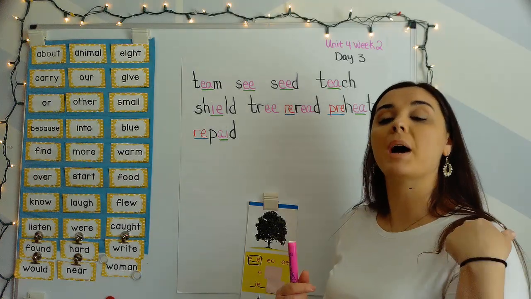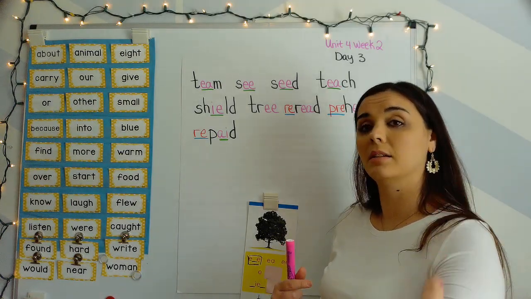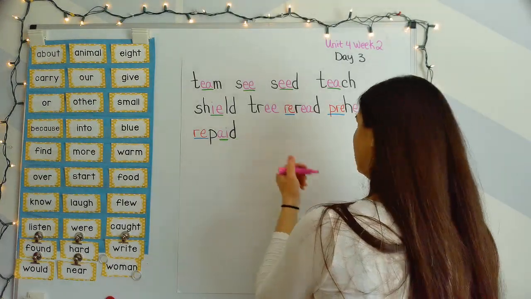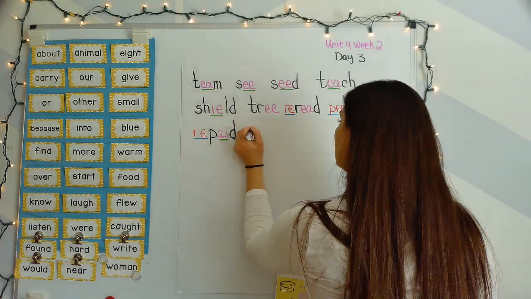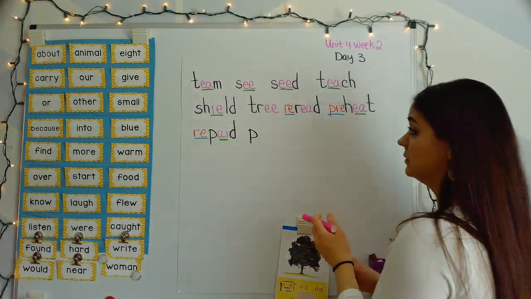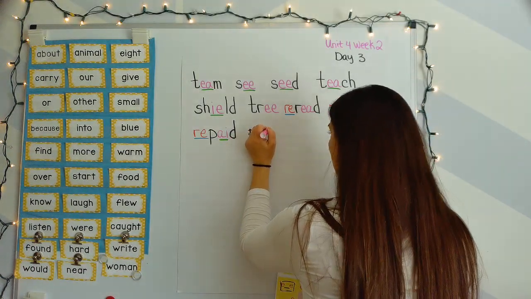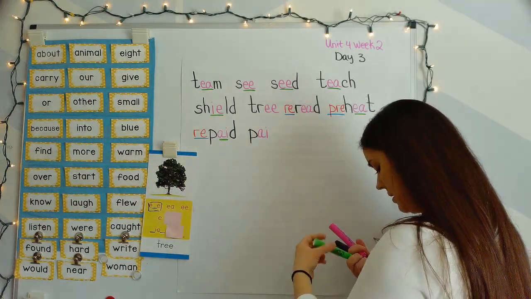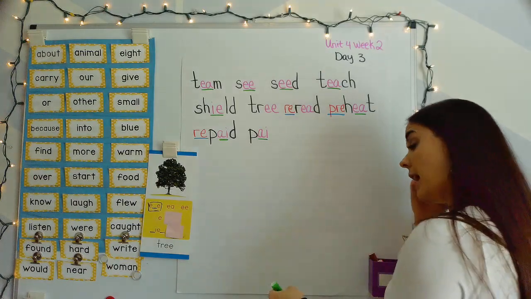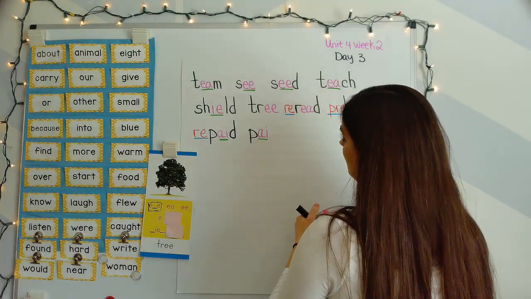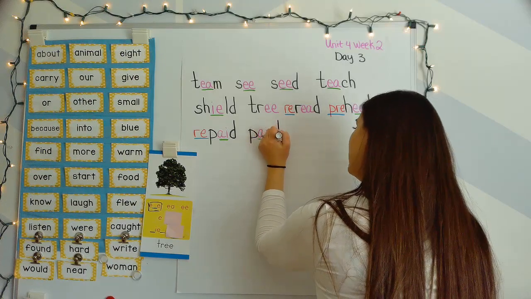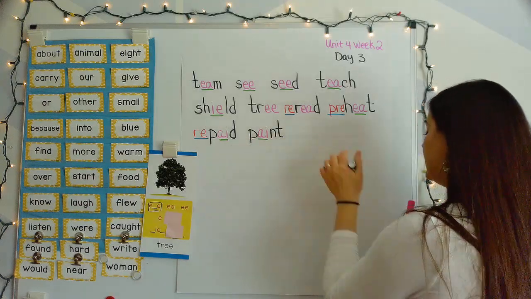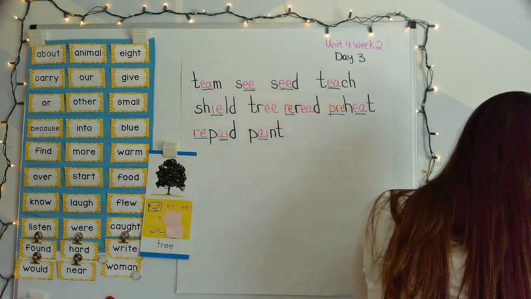Paint. Your turn. Paint. Paint. P says pa. A-I. Vowel team. They work together to say long A. Pa-A. And N-T. Nt. Pa-A-nt. Paint. And next word.